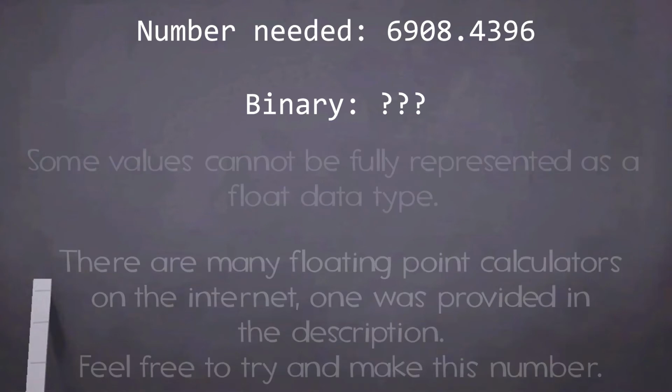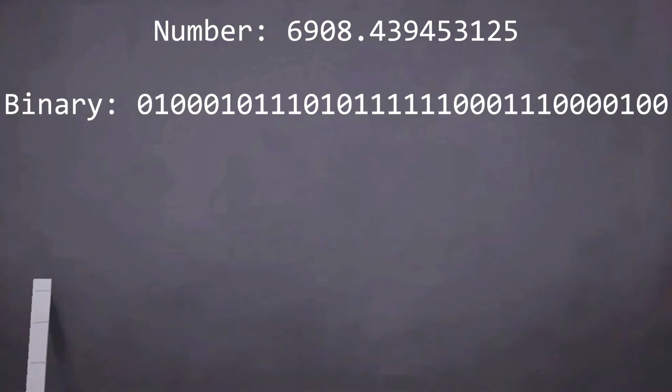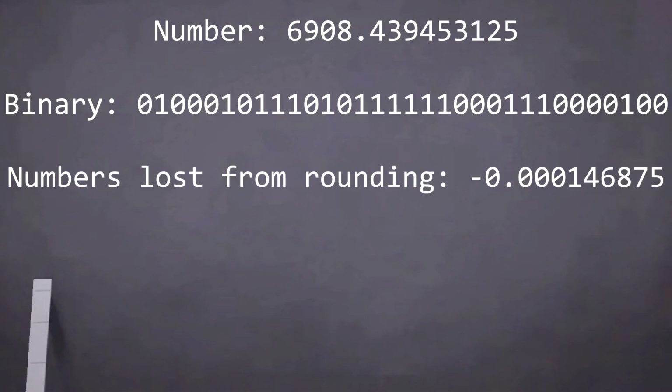The closest value to 6908.4396 is 6908.4394533125. This isn't a problem, we're just off from our original number by 0.000146875, which is too small to notice the difference. But the higher we go, the more inaccurate the rounding process becomes.